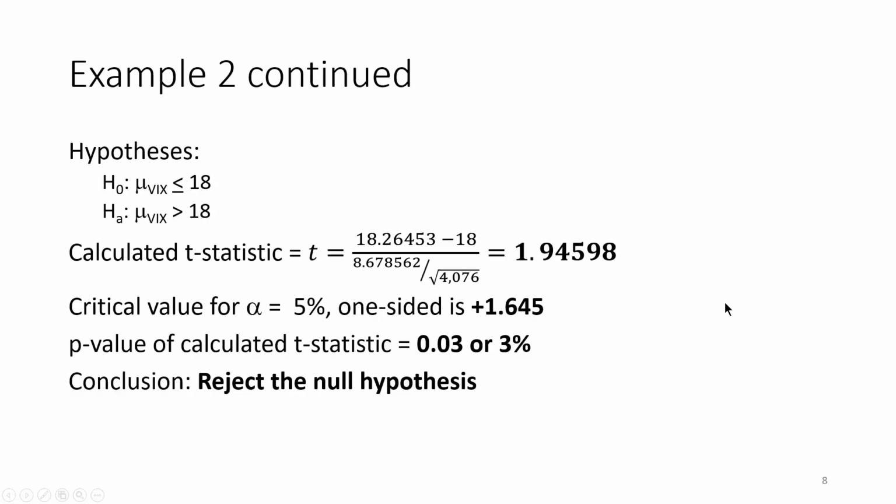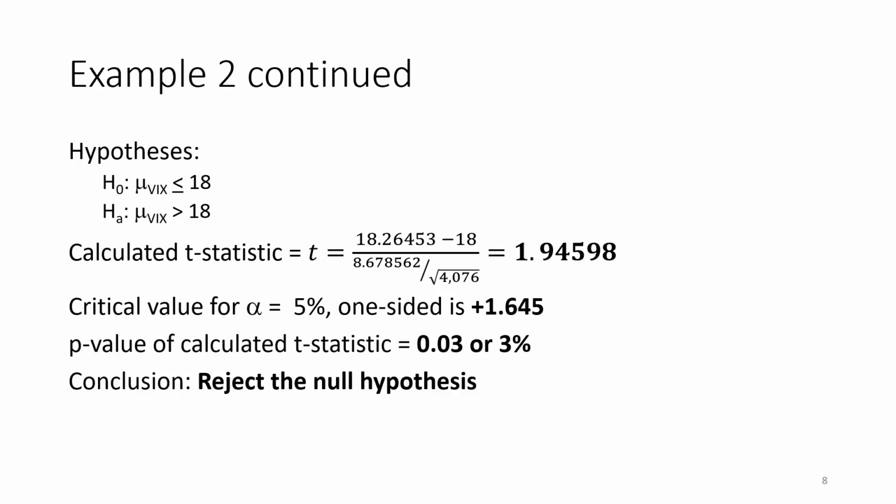In setting up the hypotheses, we set up the alternative first. That's dictated by the wording of the problem, and then by default, the null is everything else. The calculated test statistic in this case is 1.94598. The critical value for 5% one-sided is 1.645. So if we were using the appendix at the back of the book, what we'd look at is the heading for 0.05 because that is the one-sided area in the probability curve.